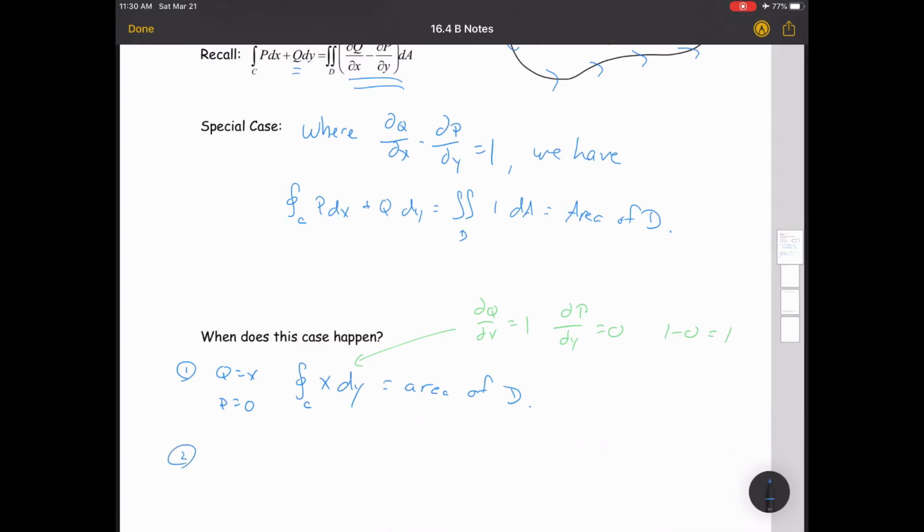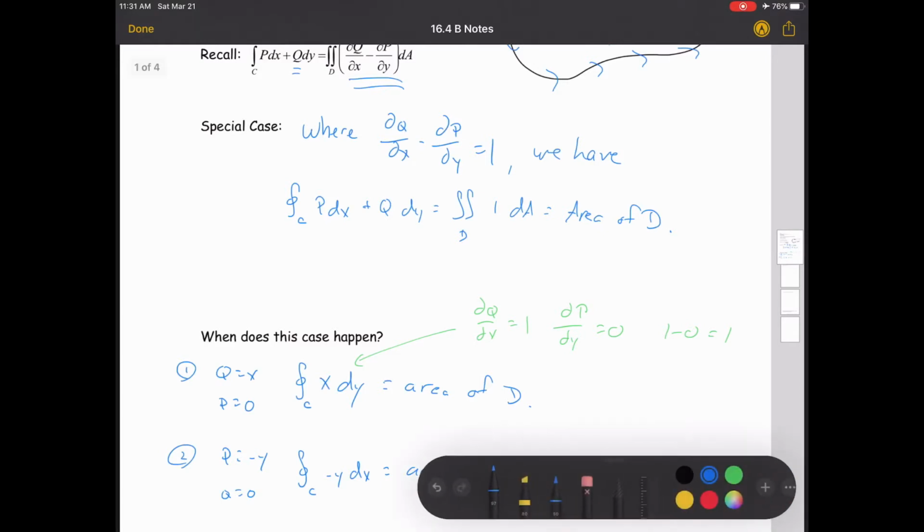Well, what if we want to include the p instead? Well, then p would actually have to equal the negative y, because again, you're going to be subtracting dp dy, so you would want to make sure you're subtracting a negative one when you take the derivative. So which means that q, of course, would have to be 0, and then you would have the line integral over c of negative y dx. And of course, that is also going to give you the area of D.